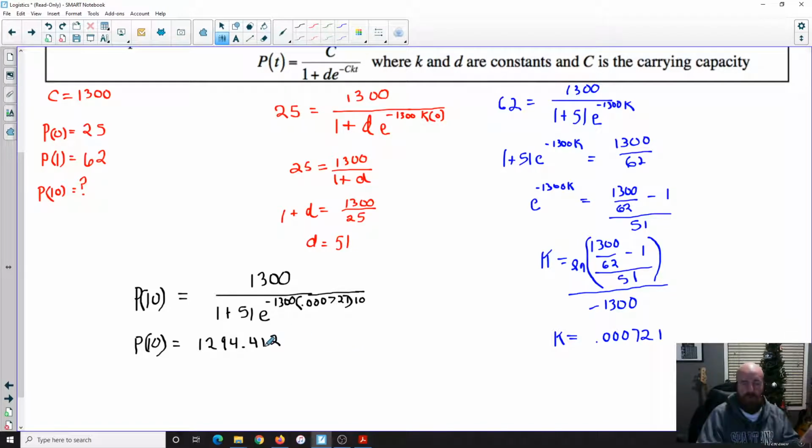Now we could say 1294, we could say 1295. Does 0.4 of a person signify that they know the answer or the rumor? I don't know. So either one's going to be good.